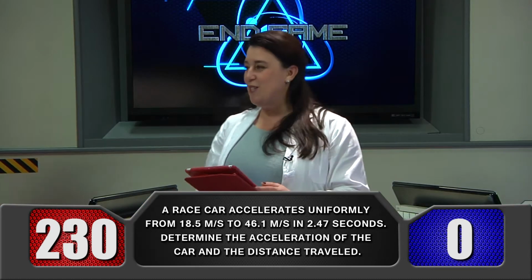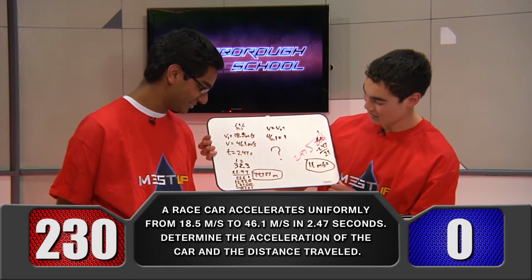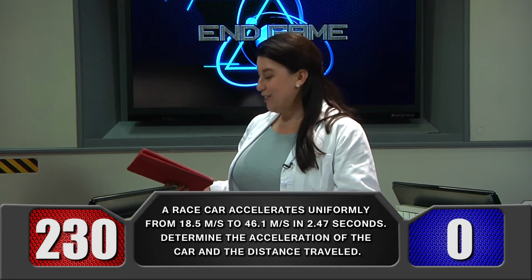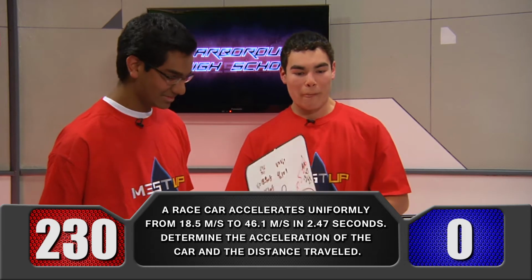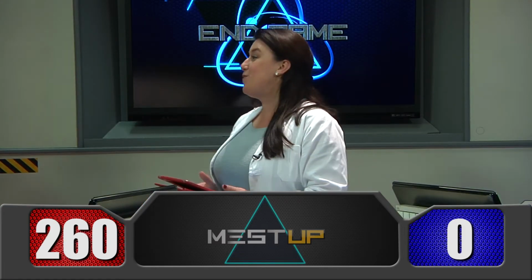Yeah, all right. So over to the red team. 11 meters per second squared and 79.781 meters. And that is correct. And you guys wagered 30 points, and that leaves you at 260. Red team is the winner for today.